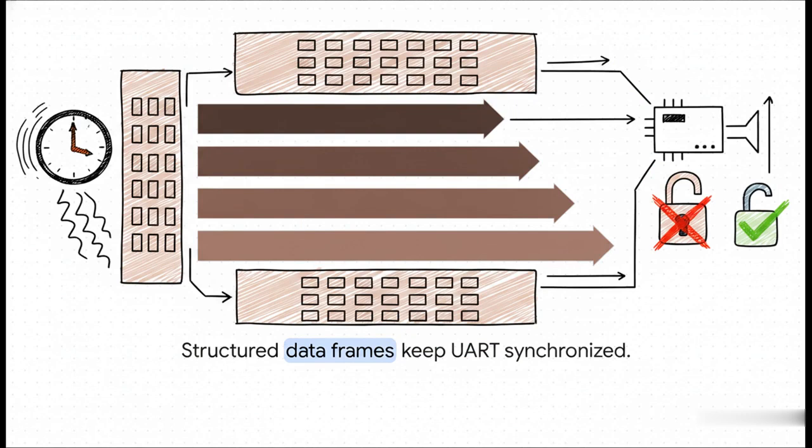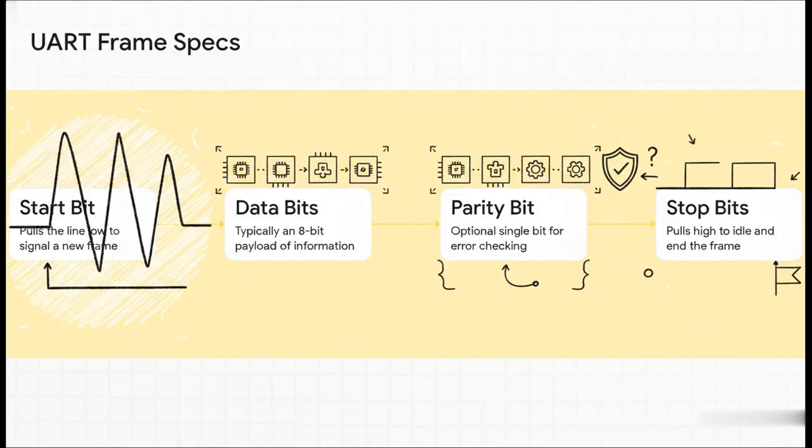Now, because we're essentially flying blind without a clock line, we run into a timing problem. So how do we fix it? Structured data frames. The receiver needs to know exactly when a message starts and when it ends. Otherwise, it's just staring at meaningless electrical noise. So UART bundles the data into highly structured packets to keep everything perfectly synced up. Let's walk through that exact sequence, step by step.